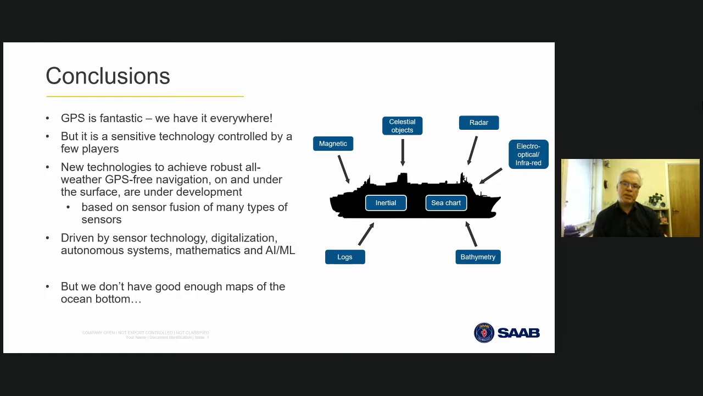And you see some examples on the right, which you could use: bathymetry, inertial navigation system, magnetics, celestial objects could also be used in an automated way, and so on. And this development is very much driven by sensor technology, digitalization, autonomous systems, mathematics, and AI. But finally, we don't have good enough maps of the ocean bottom yet.